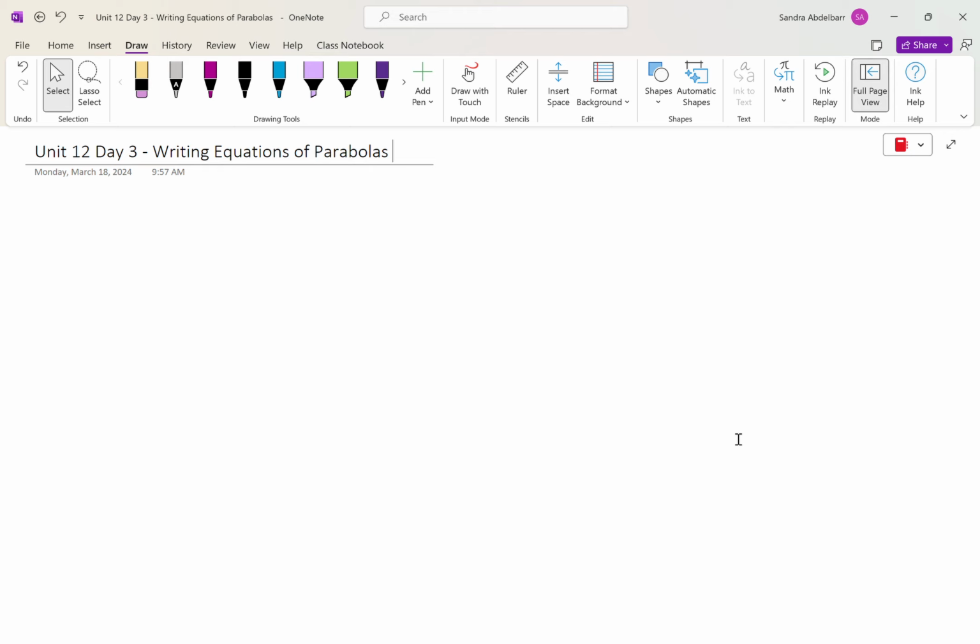So today we're writing equations of parabolas. There are two different kinds of parabolas. We have our vertical parabola. What does the equation of a vertical parabola in vertex form look like?